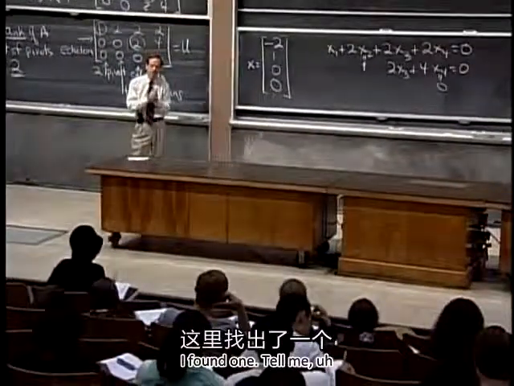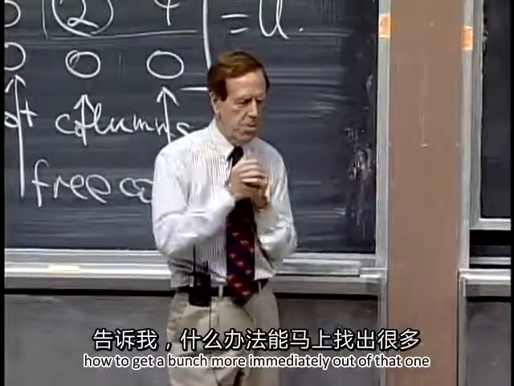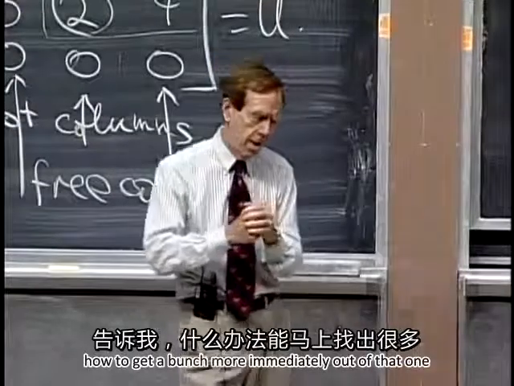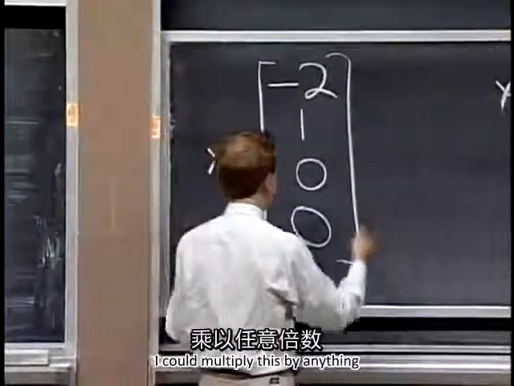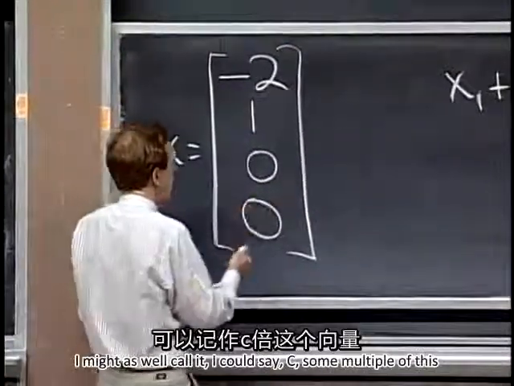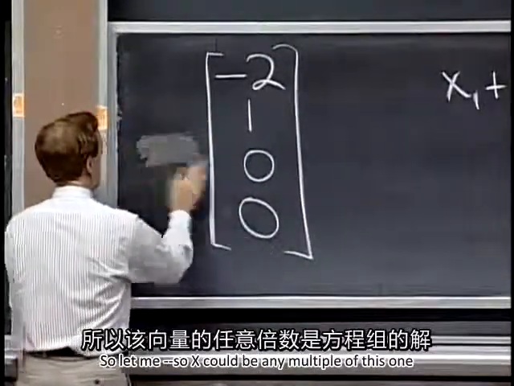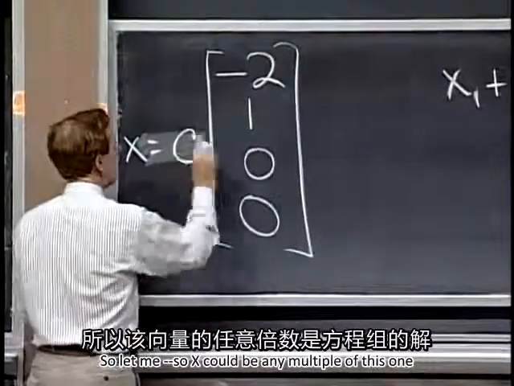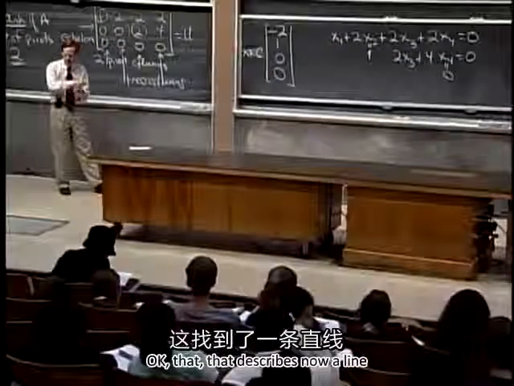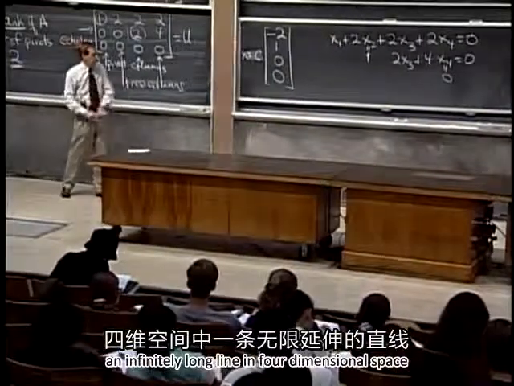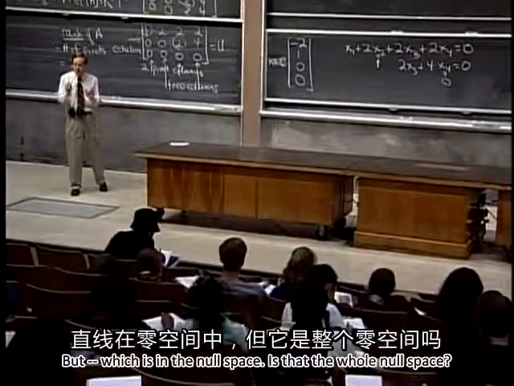I found one. Tell me how to get a bunch more immediately out of that one. Just take multiples of it. I could multiply this by anything. I could say c, some multiple of this. So x could be any multiple of this one. That describes now a line, an infinitely long line in four-dimensional space, which is in the null space.